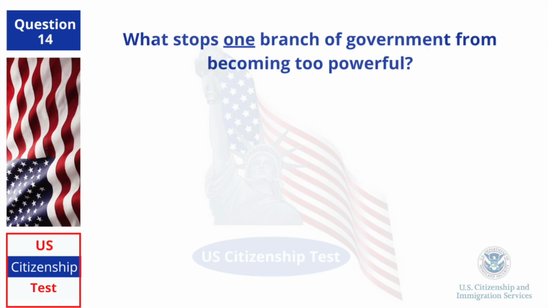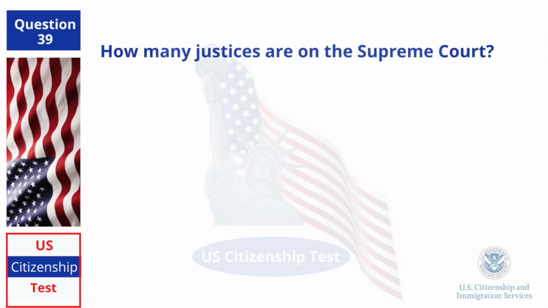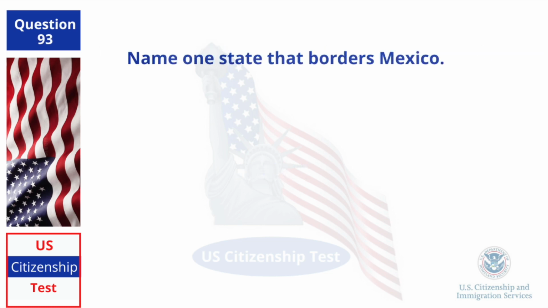What stops one branch of government from becoming too powerful? Checks and balances. How many justices are on the Supreme Court? 9. Name one state that borders Mexico. California.